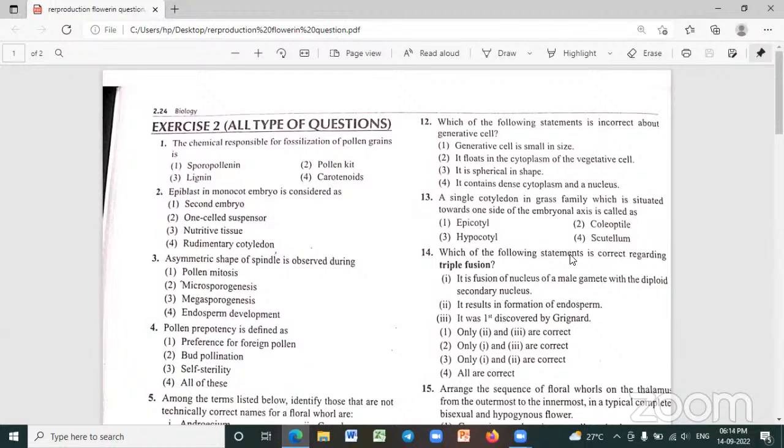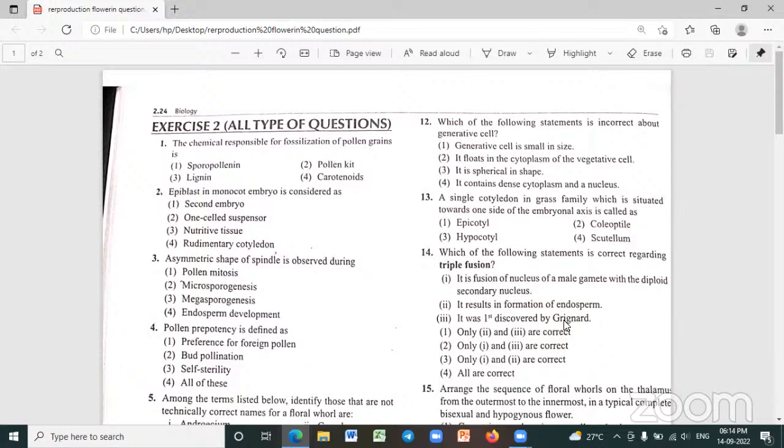Which of the following statements is correct regarding triple fusion? Already you know about triple fusion. It is a fusion of the nucleus of a male gamete with the diploid secondary nucleus. Is it correct? Correct one: it results in the formation of endosperm. Yes, the generative nucleus combined with the polar nuclei, the central nucleus. What happens? It will produce the endosperm.